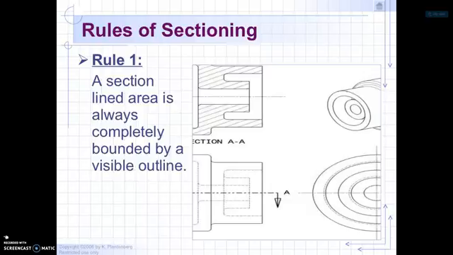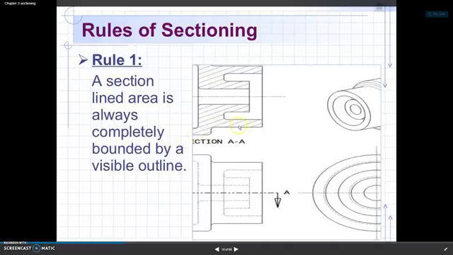This particular slideshow that I found on SlideShare has these 4 rules of sectioning, and it does a pretty good job of outlining what you need to do when you're doing your drawing. It can sound kind of confusing at first, but probably not if you look at it a little more closely. Rule 1: a section lined area is always completely bounded by a visible outline. Remember I said I would refer back to that. Notice that the section area, which you can tell by the crosshatch pattern, is completely bound by a visible outline. That makes sense because if you're cutting it away, that sectional pattern is always going to be completely bound by some sort of outline.